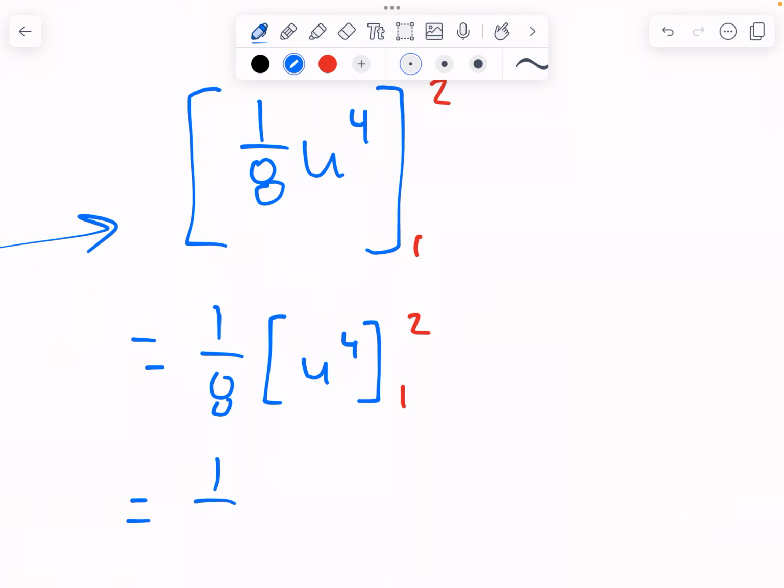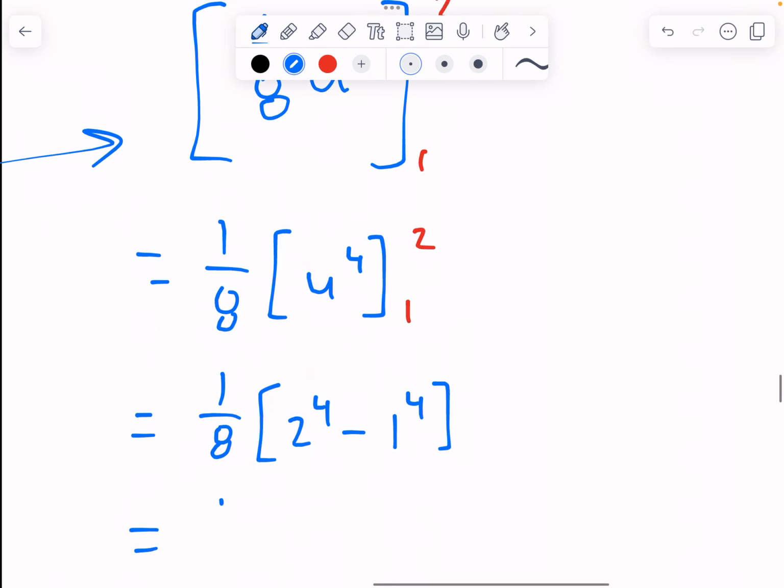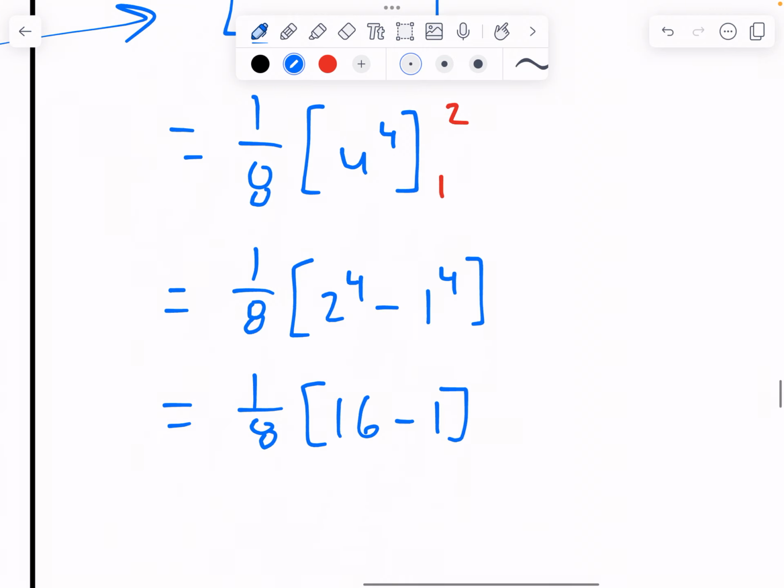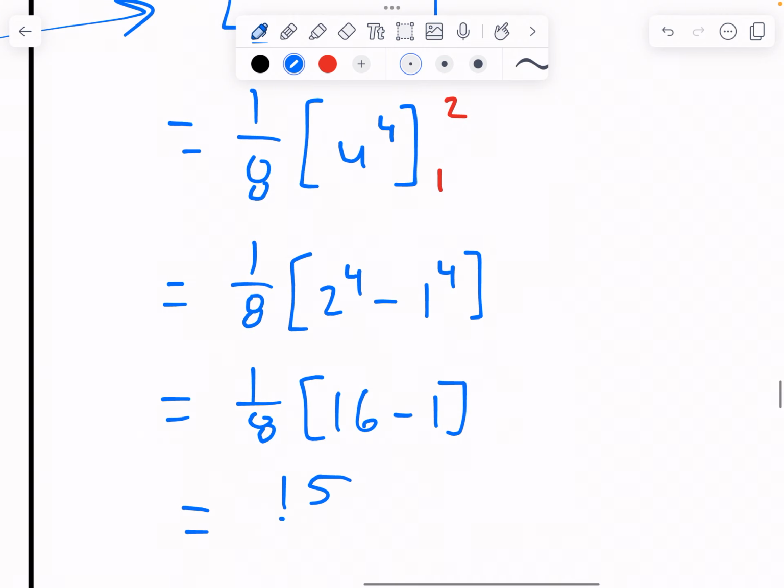Well, that's 1/8 times 2 to the fourth minus 1 to the fourth. And you'll notice that here again we get our 16 minus 1, giving us the final answer of 15/8.